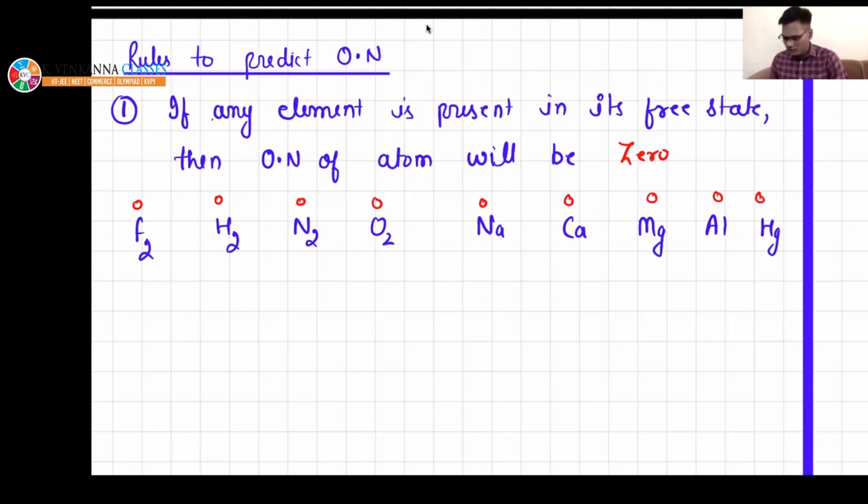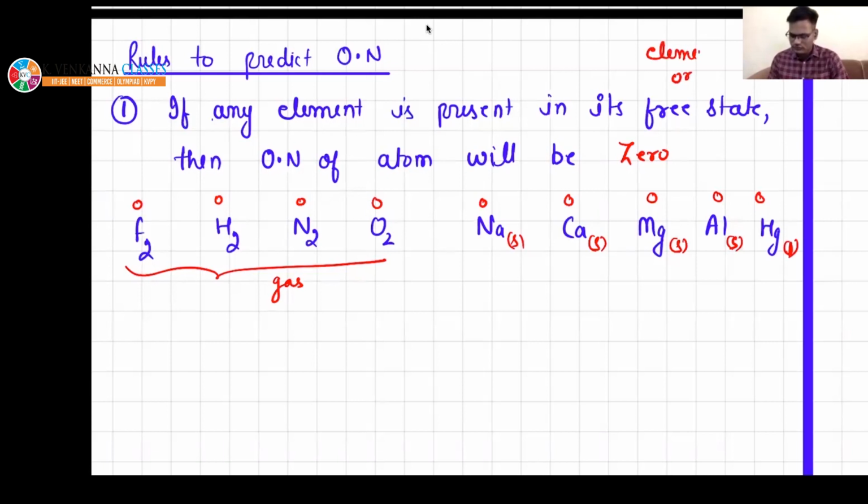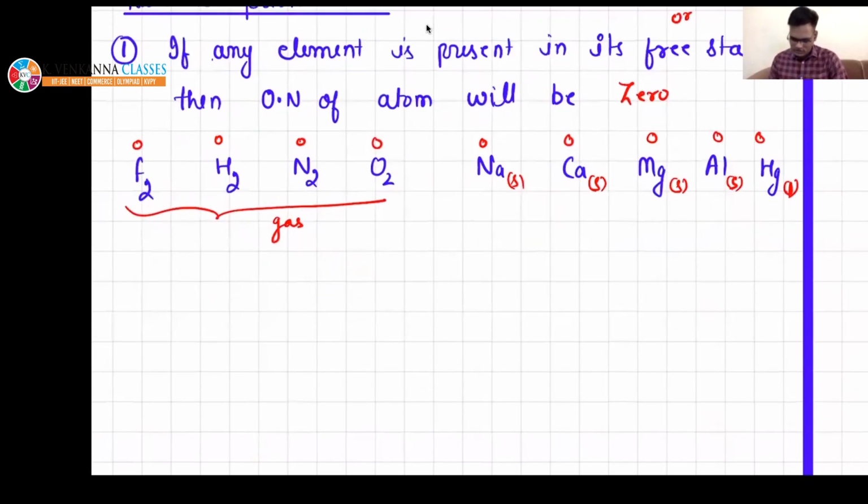Helium and others will be in solid state, this is in liquid, and all these are gas. So if any element is present in its free state, you can understand that it is elemental. Free state can also be understood as elemental state. Then there is rule 2, element in combined state.